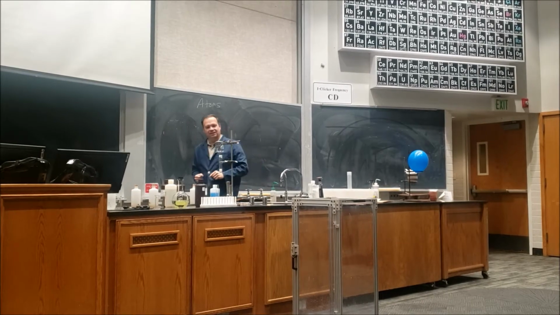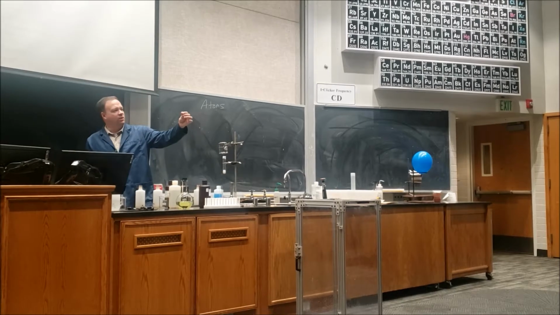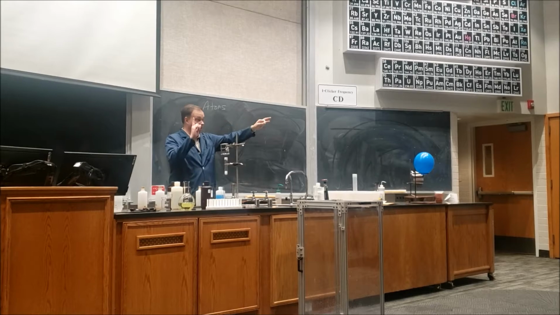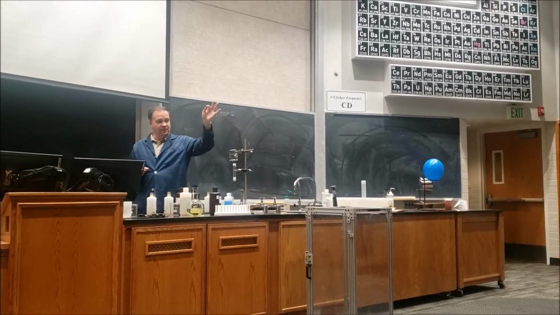If I have an element, so for example, this wire, it's got some crud on it, but if it was pure copper, how many kinds of atoms would I have? Just one. Copper is just one, right? If it's a pure elemental sample, I just have one element.